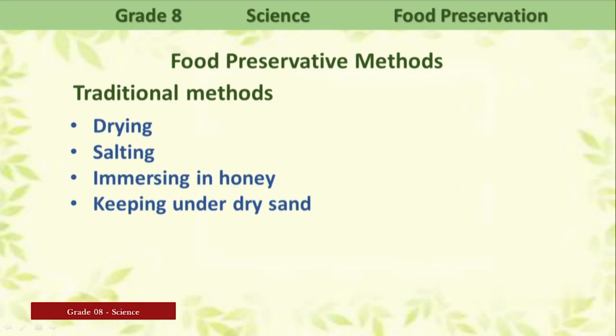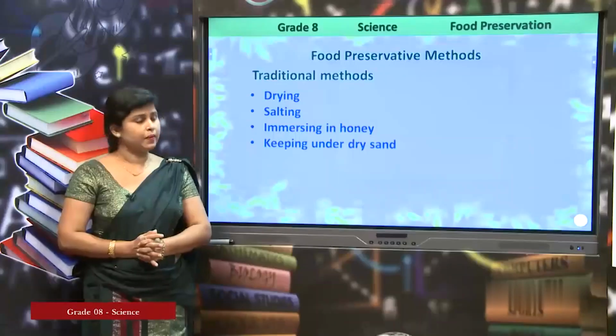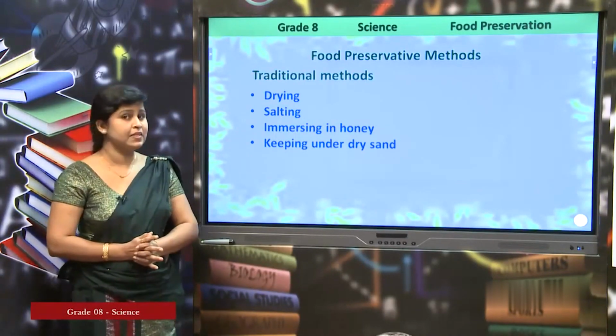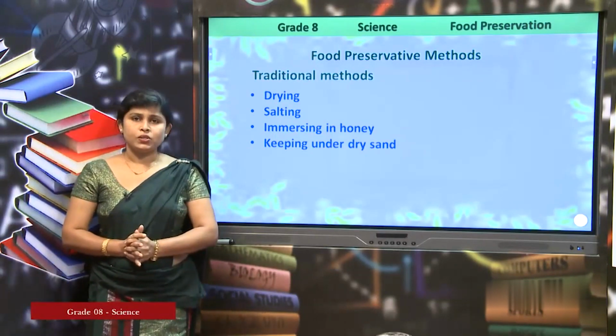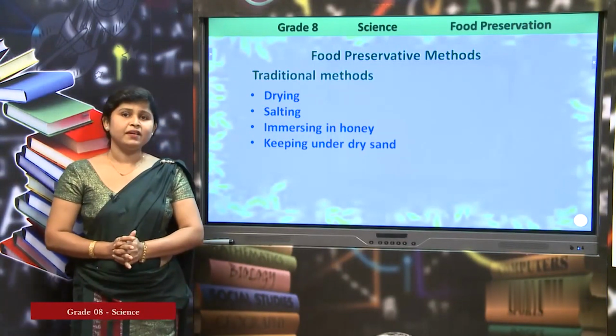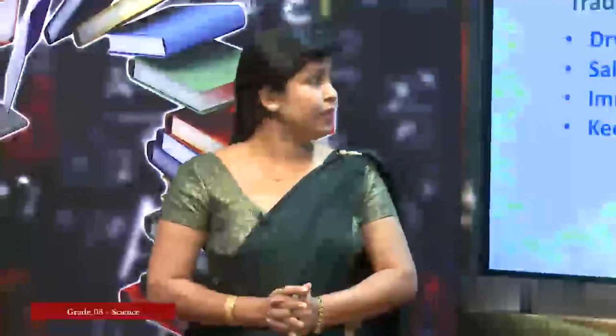Number 1, drying. You all know this method, drying. Number 2, salting. Number 3, immersing in honey and keeping under dry sand. Once again, let us see the traditional methods of preserving food items: drying, salting, immersing in honey and keeping under dry sand. So, you know that food items like fish and meat are subjected to drying.